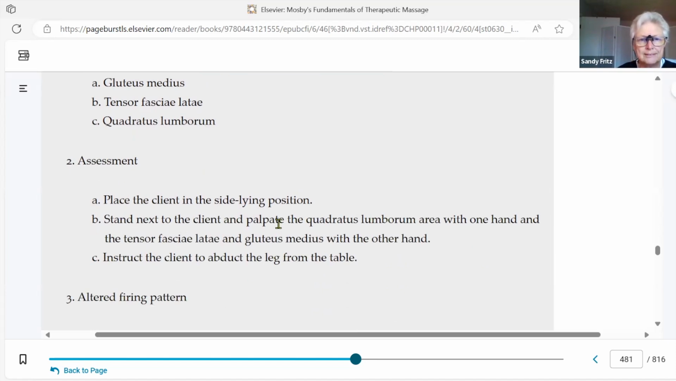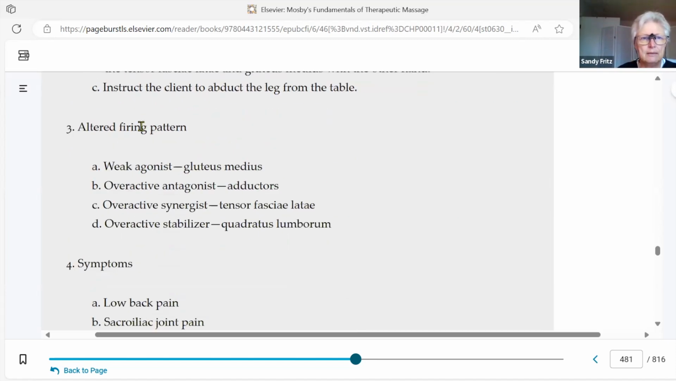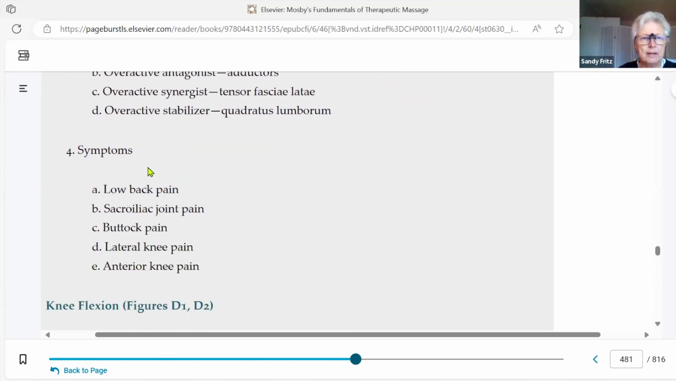So here's how we assess. And then here's what happens if it's not optimal. And then here's what's important. This is what the client is going to tell you. So if they come in and say, I've got some discomfort in my knee, and I also have a spot here in my back, this would kick you into thinking about this.